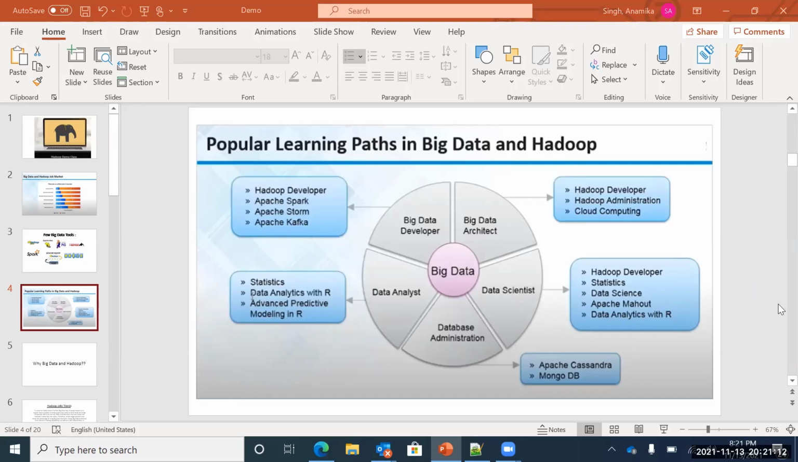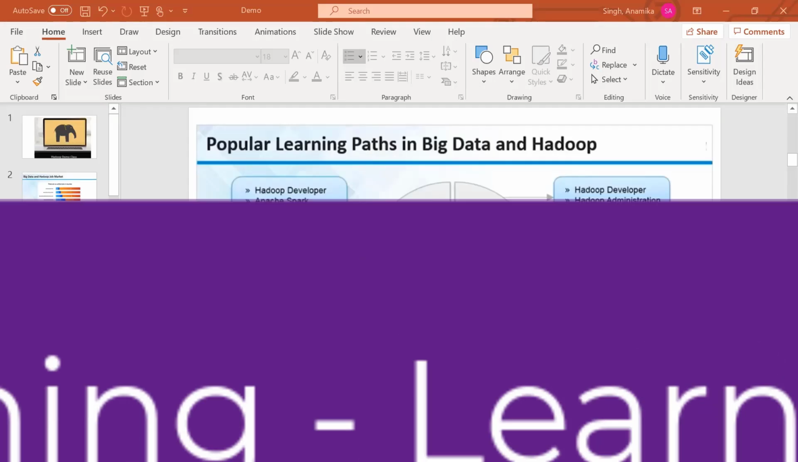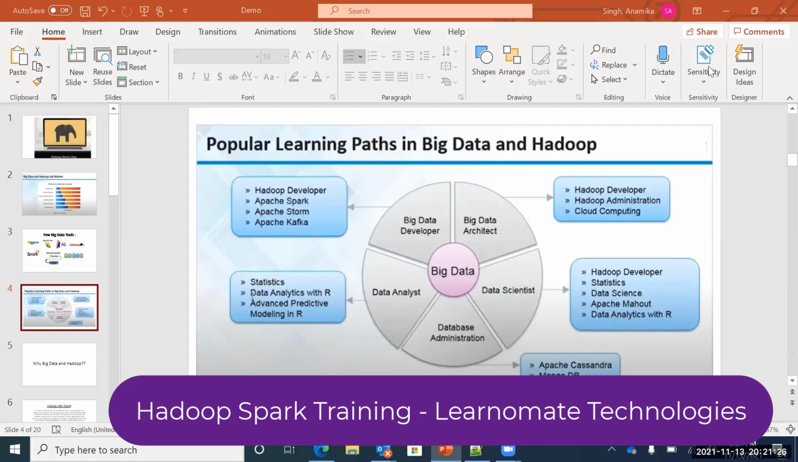I'm telling you honestly, the market for big data technology is really, really good. You ask how much you want, they're ready to pay. Only the thing is, you should have that skill set. So this training program is really going to help the people who want to start their career with big data technology.